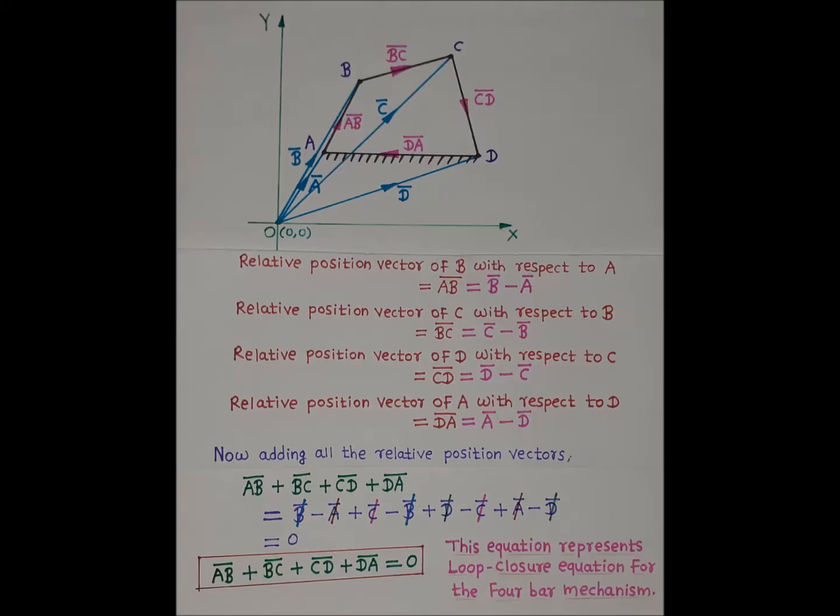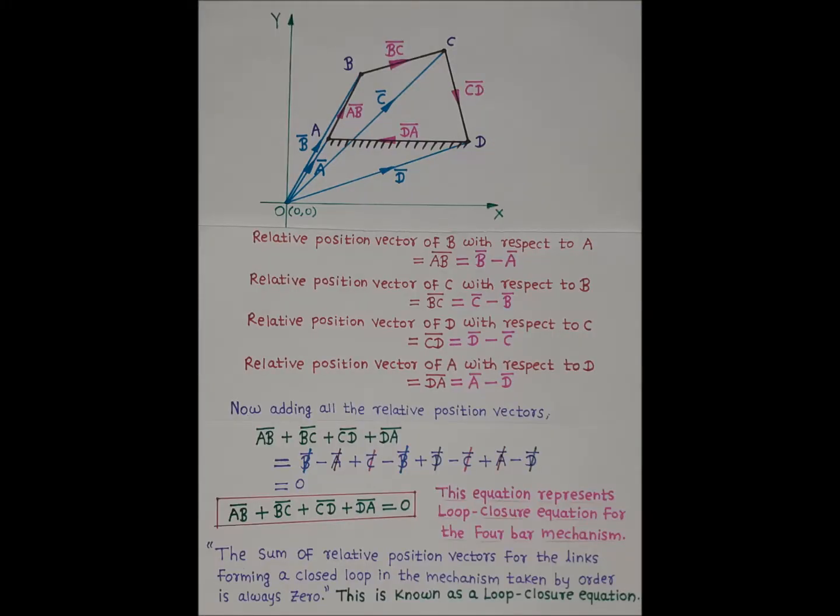Okay, so this equation is representing the loop closure equation for the 4 bar mechanism. Okay, so whatever equation we are having with us, AB bar plus BC bar plus CD bar plus DA bar is equal to 0, this equation is representing the loop closure equation for the 4-bar mechanism. Okay, now what statement we can make about the loop closure equation? We can say the sum of relative position vectors.